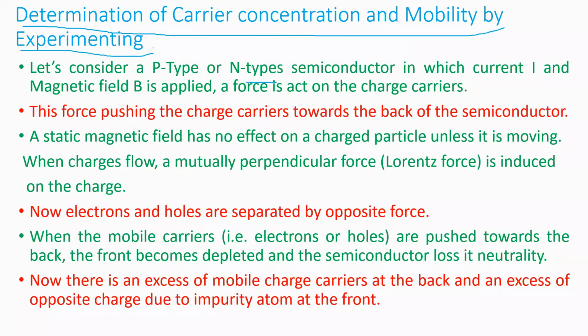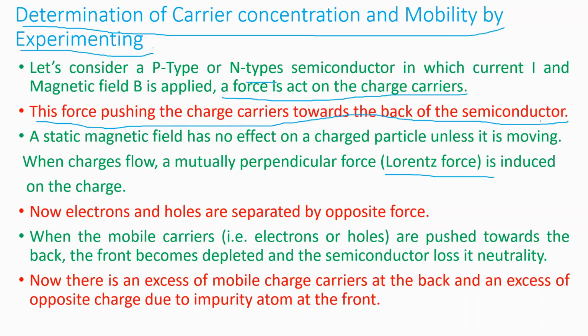So let's consider p-type and n-type semiconductors in which current and magnetic field B are applied. Whenever a current carrying conductor is placed in a magnetic field, we always know that there is some potential, and because of that, a force is developed. All of you know that it is nothing but the Lorentz force. What is this force actually capable of? This force pushes the charge carriers towards the back of the semiconductor.